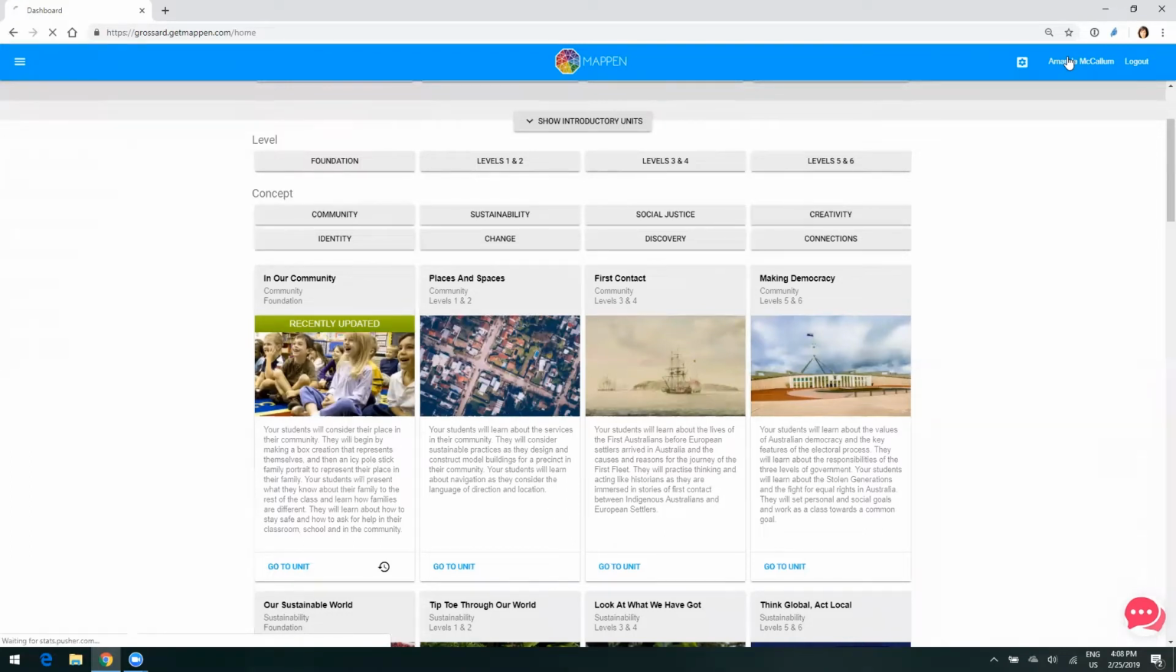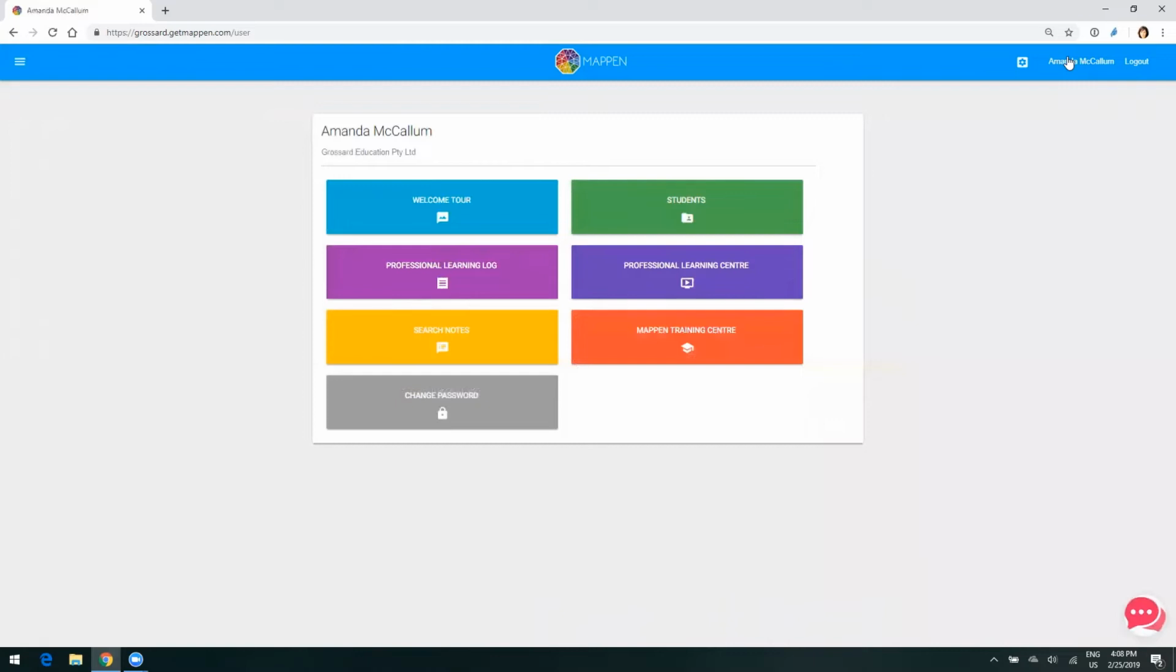And when we click in your portal, what you're going to see are these various tabs. A welcome tour for when you forget everything that's been said today, a place for you to build some anecdotal records on your students, a place for you to record, which will automatically record your professional learning as you watch the professional learning videos, a centre where you can access any professional learning video, a place where we can look at the notes that you make, and probably at this point, one of the most important, this is new to MAPPEN, and it is the MAPPEN Training Centre.